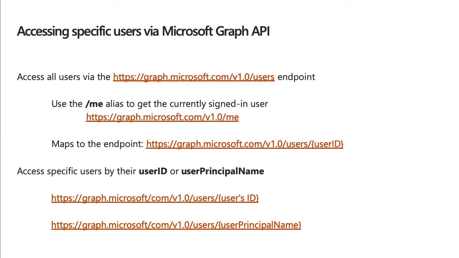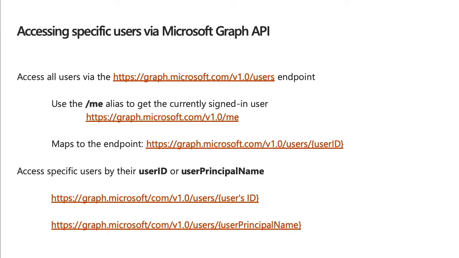The /me endpoint is going to map to the same endpoint as if you went to users/ with the user ID or their user principal name. You can access a specific user using either their ID or their user principal name. For example, you can have it say users/user ID or users/user principal name.